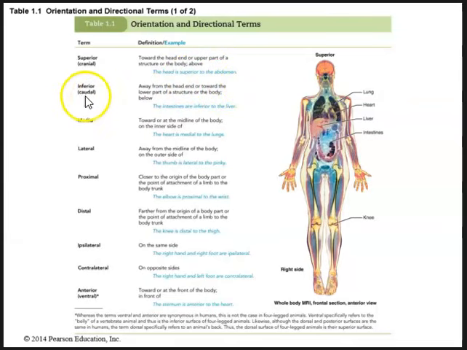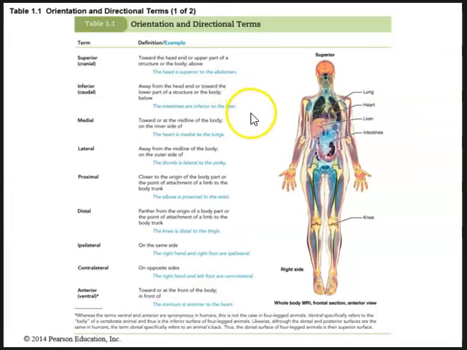Another word for inferior is caudal. Caudal means towards the tail, if we as humans had a tail, or towards the bottom. So inferior means away from the head or toward the lower part of a structure of the body, also below. So for example, the intestines are inferior to the liver. So here we see the liver, and inferior to that would be the intestines.